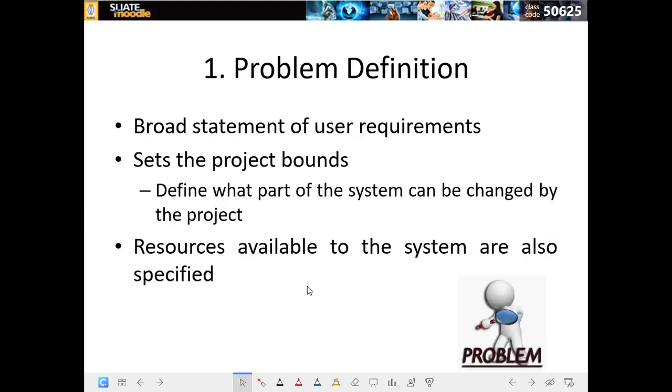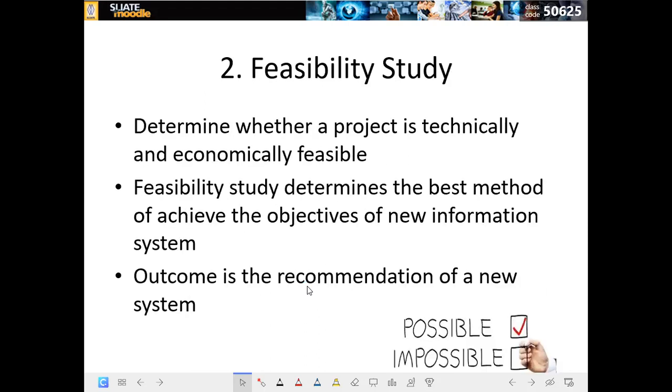Then we talk about the problem definition stage, what we are going to do at this stage. Then the feasibility study. Under the feasibility study, we talk about 4 types of feasibilities: technical feasibility, economical feasibility, legal feasibility, and operational feasibility.